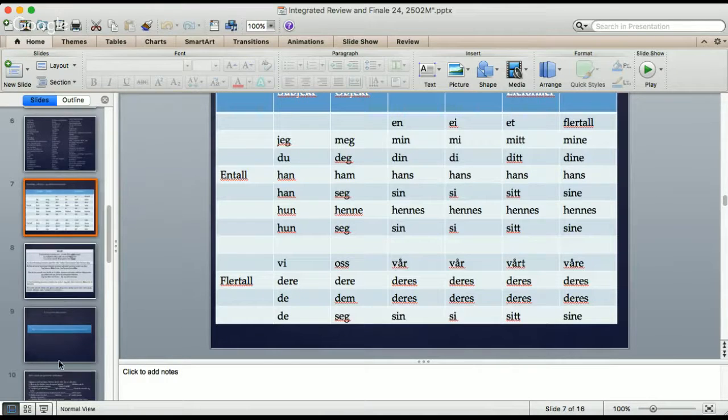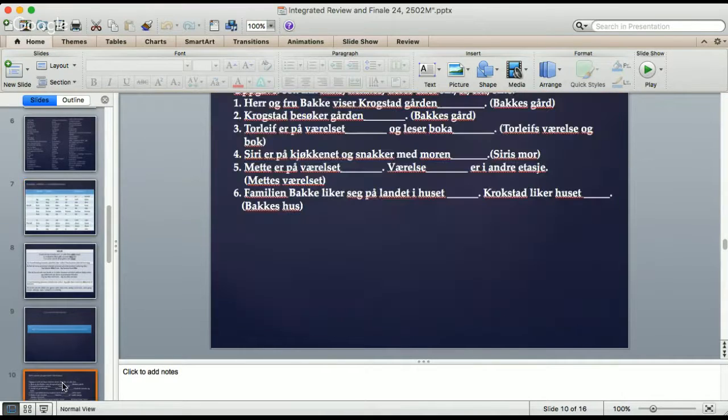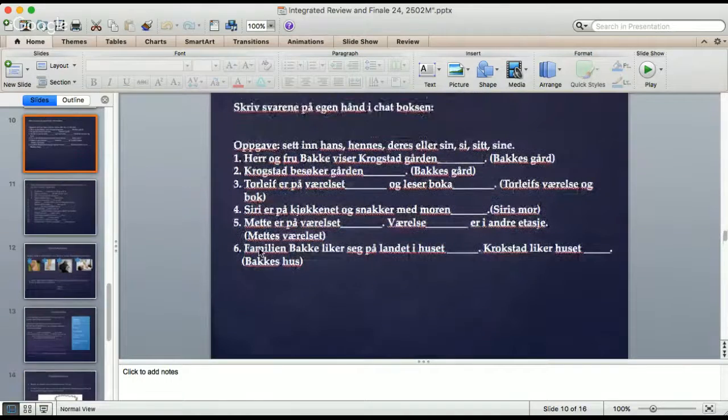Let's see here if I can give you some examples. Here we have, as I said, skriv svaren på egen hand i chatboxen, and now we're not doing that right now. But here what we do is put in hans, hennes, deres, sin, si, sitt, eller sina. So let me give you some examples of how these are used.